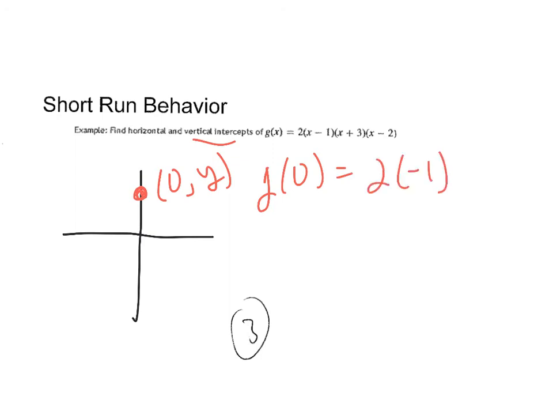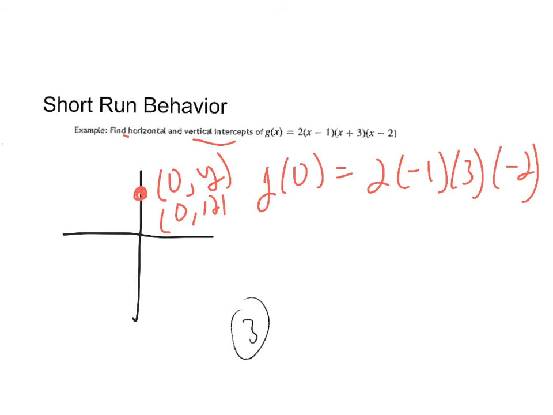And if it's 0 minus 1 and 0 plus 3 and 0 minus 2, so that's going to become what? Well, let's see, 6 times 2 is 12. So I know that y value is 0, 12. And I just found that by evaluating f of 0.